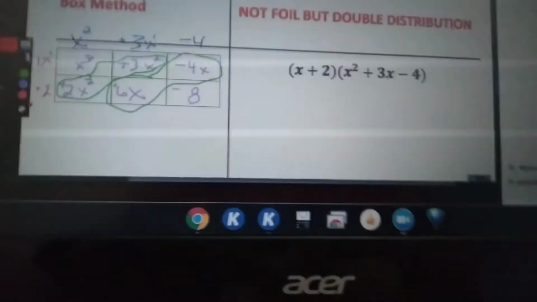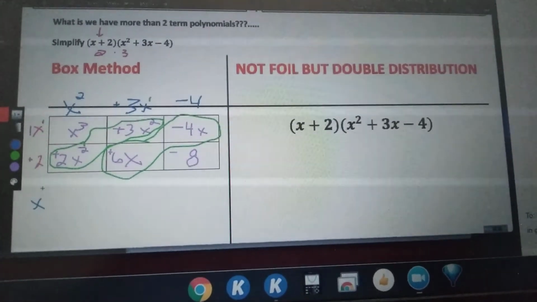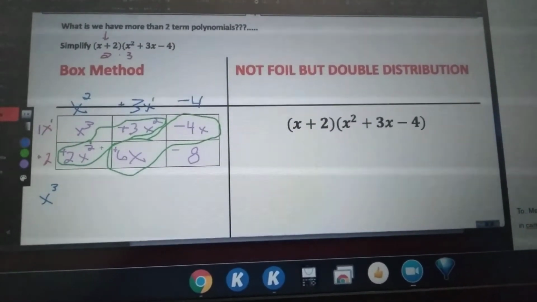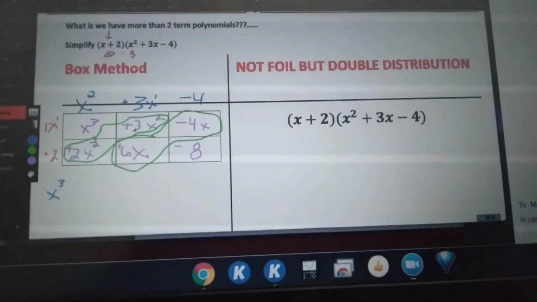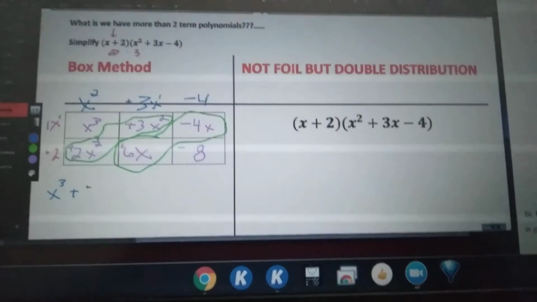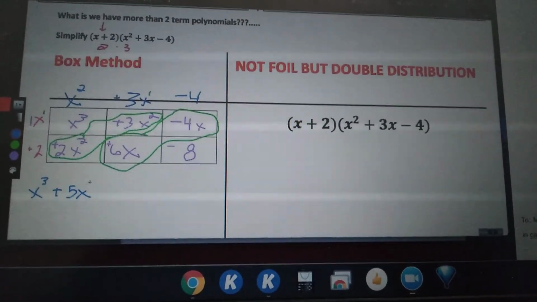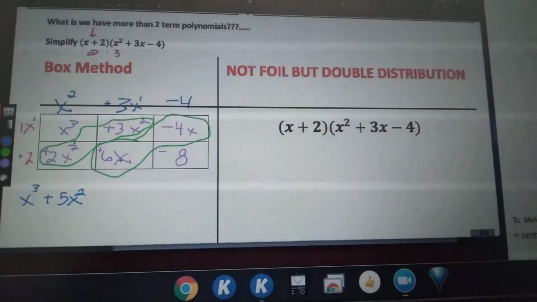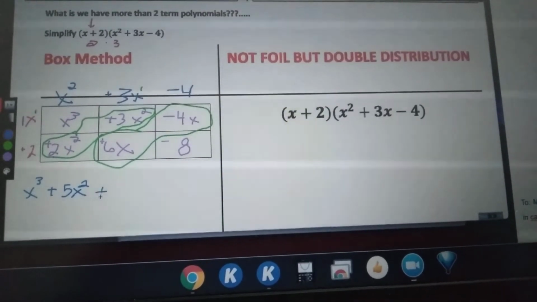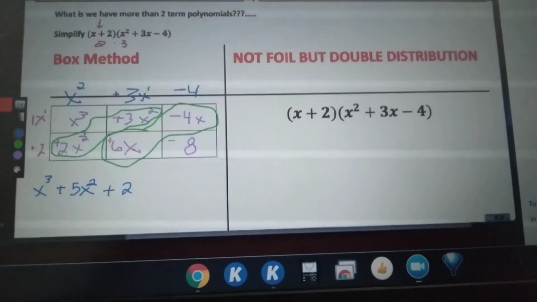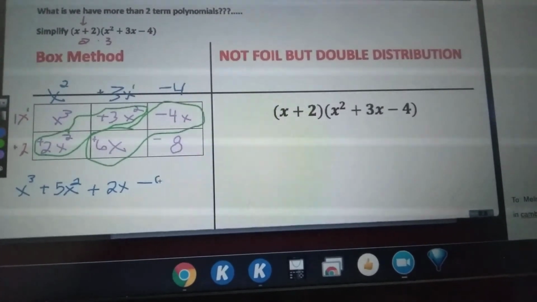Good. Now let's write our final answer. So first box, x cubed. Next box, oh wait, it's a diagonal. So 2 plus 3 is 5. So 5. And then it's what? X squared, there we go. X squared. Next one, 6x, and then minus 4x. So that gives me 6 minus 4 is 2. Both have x, and then the last box minus 8.